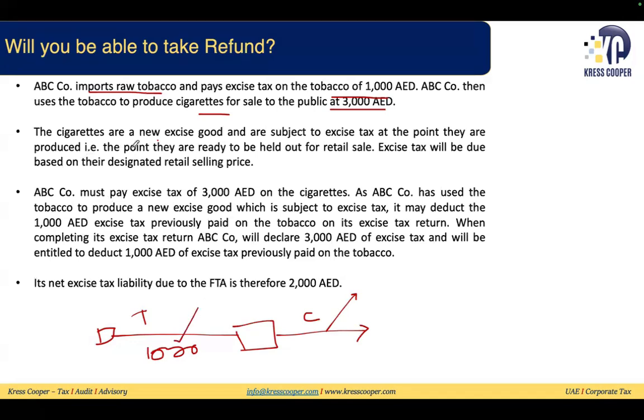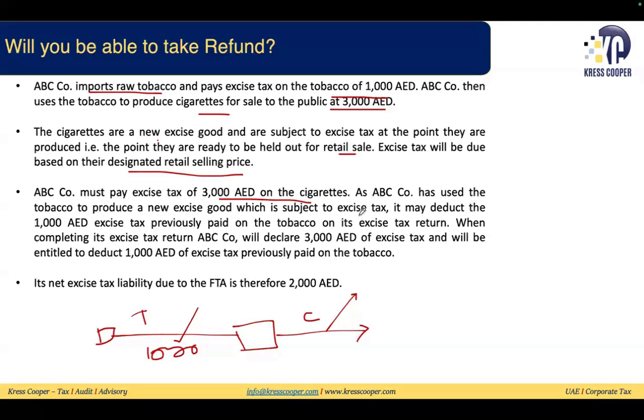So cigarettes, as new excise goods, are subject to excise tax at the point they are produced or manufactured, the point they are ready to be held out for retail sale. Excise tax will be due based on their designated retail selling price. Yes, ABC must pay excise duty of 3,000 on the cigarettes. Cigarettes are subject to excise duty, and this is on the manufacturer; they are liable to excise duty. ABC has used the tobacco to produce a new excisable good, which is subject to excise duty.